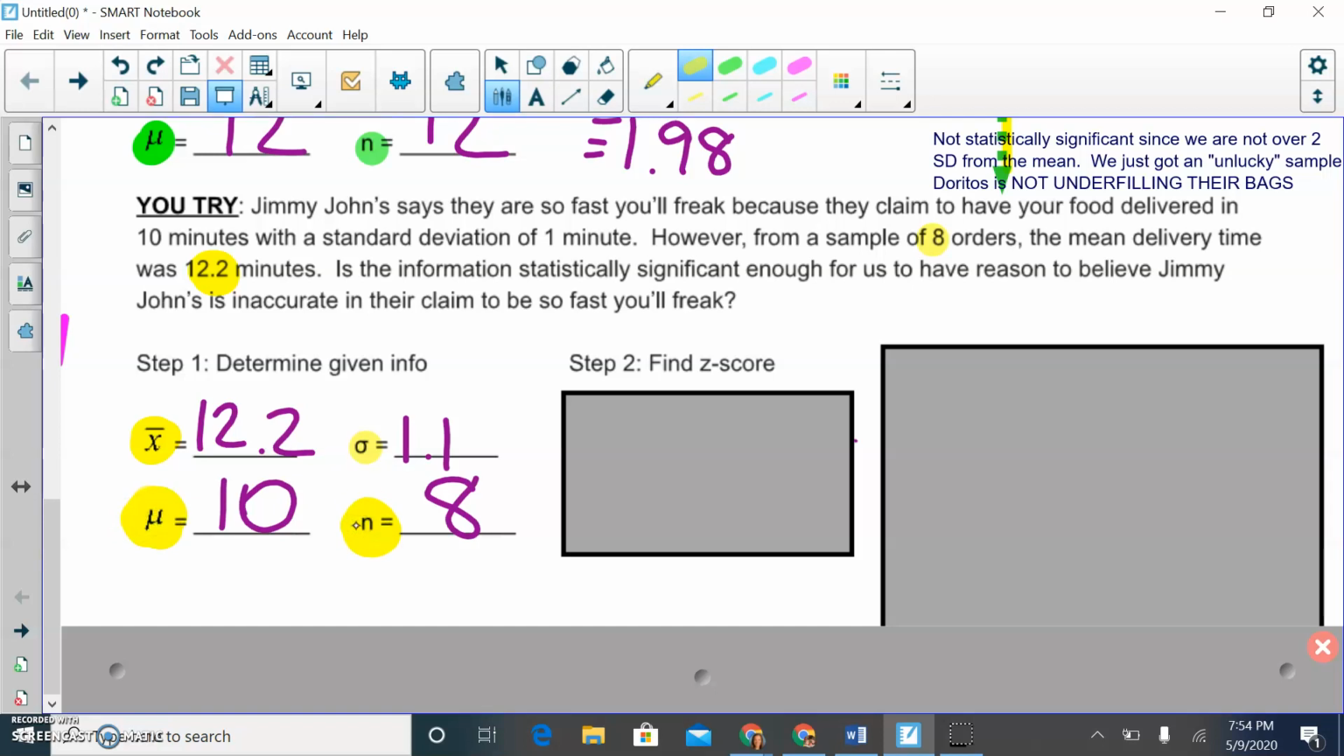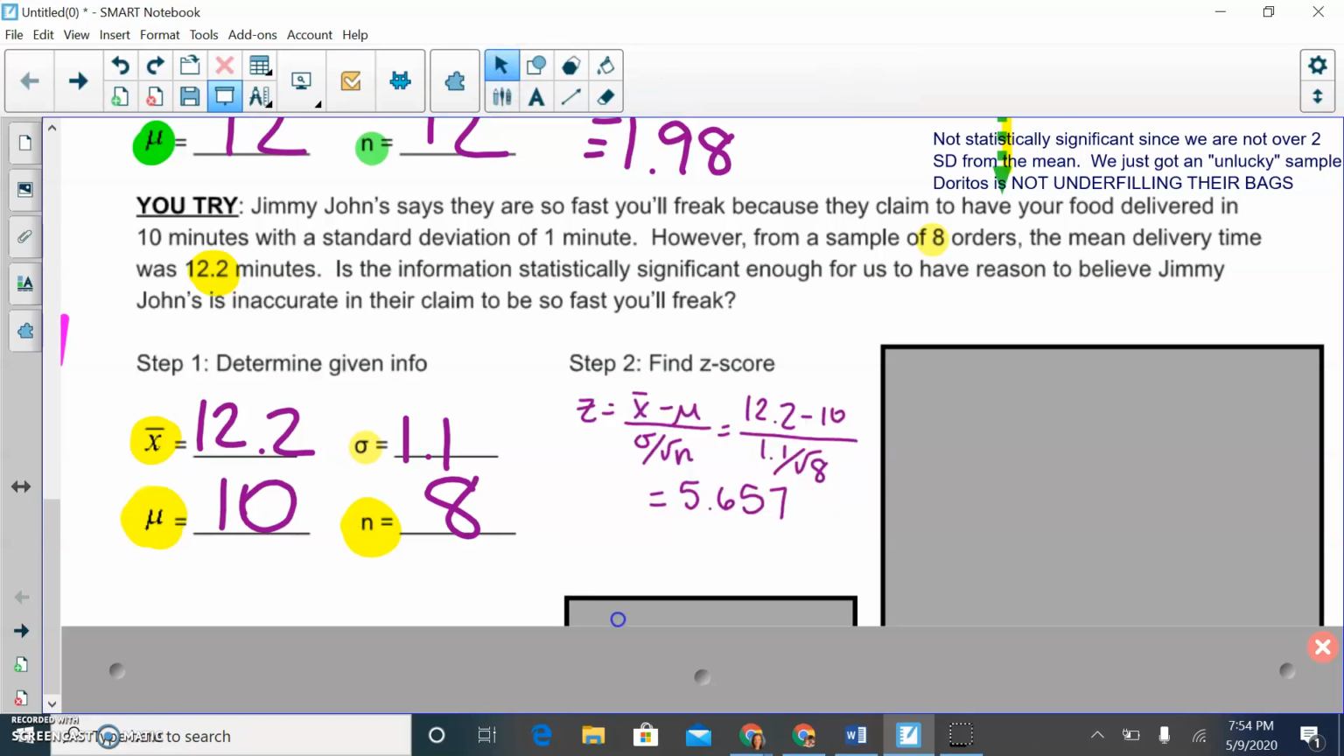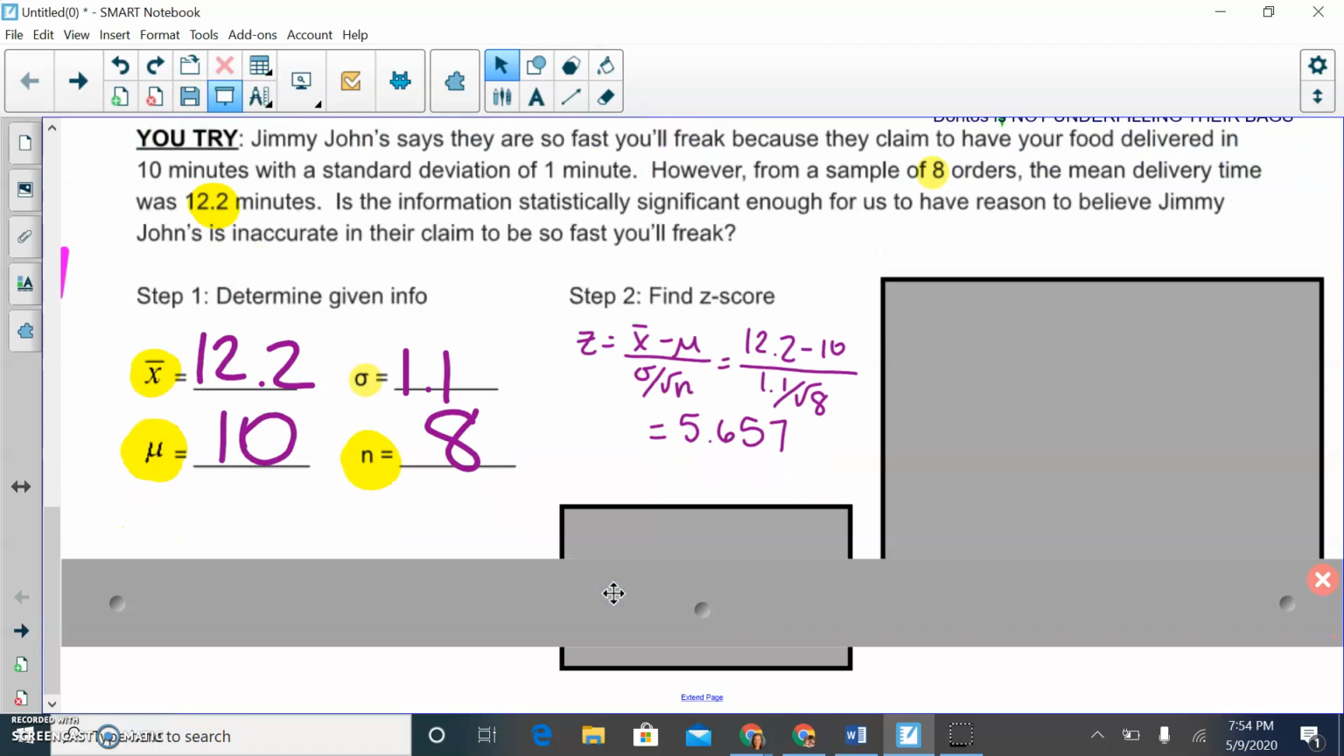We had 8 orders. We go through, we find the z-score, and you should have done this already. So you should be able to just compare. So I'm going to go through it fairly quickly. We plug in all of our values, and we get 5.65 standard deviations.